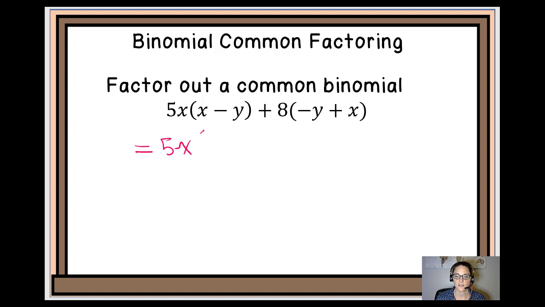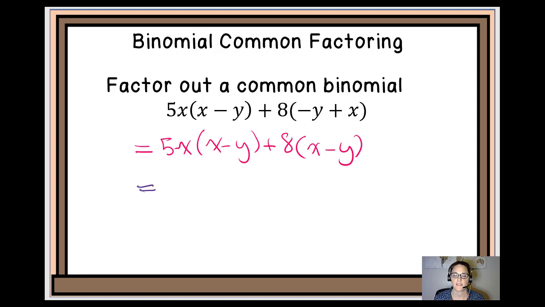So 5x times x minus y, that part didn't change, plus 8. But as my last bracket, I'm just going to rewrite it as x minus y. So I'm allowed to switch things without changing the signs. I haven't really done anything different except for rewriting it so that it actually looks the same as my first bracket in my other example.